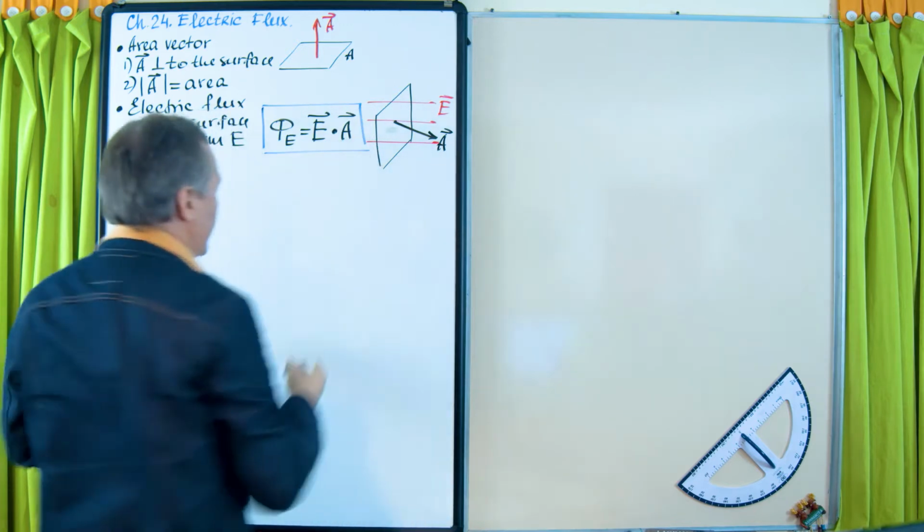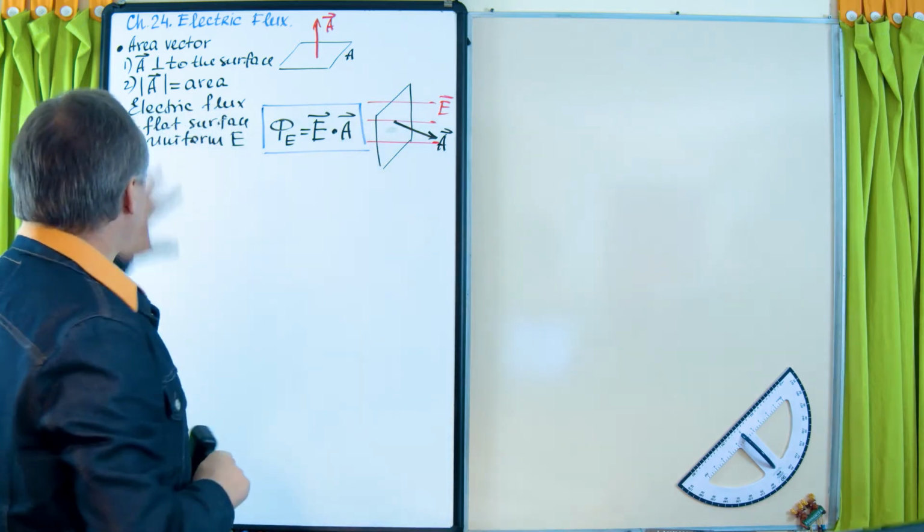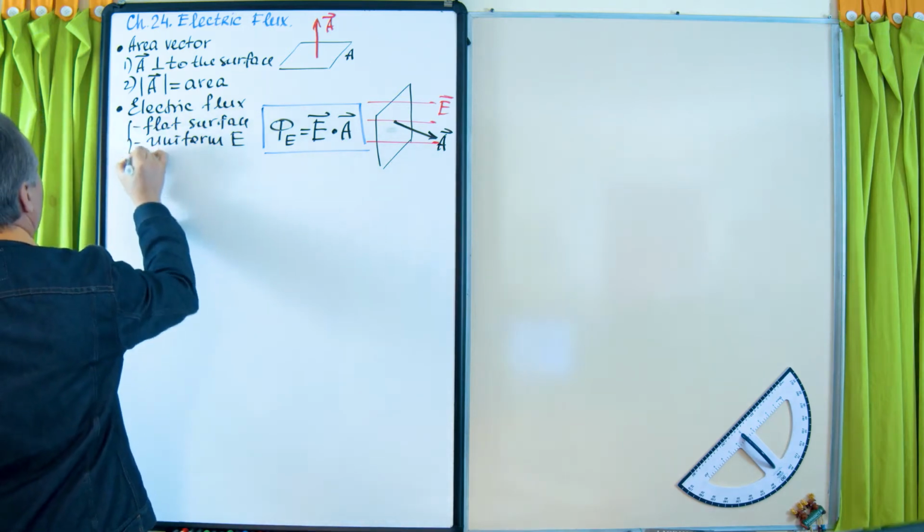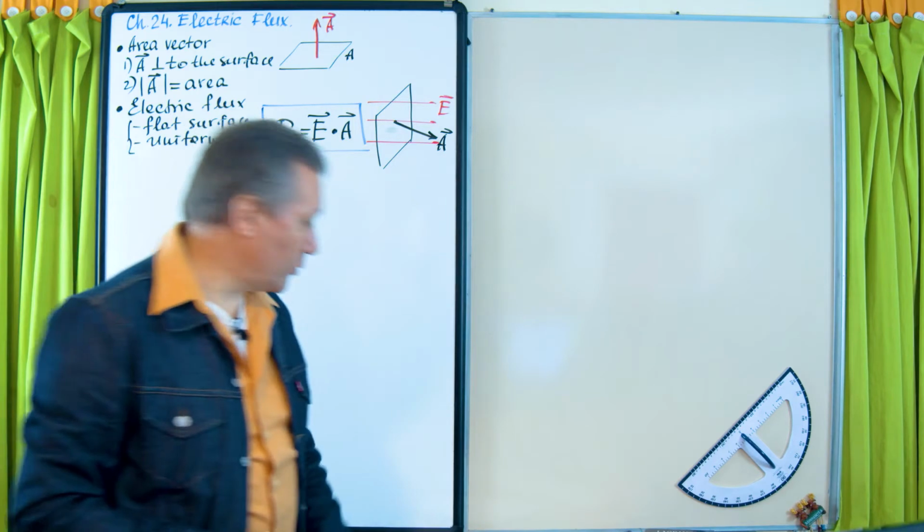Mainly, we're going to use that expression today. So that's the simplest situation for the electric flux, when we have a flat surface and a uniform electric field. Now let's make the situation more complicated.